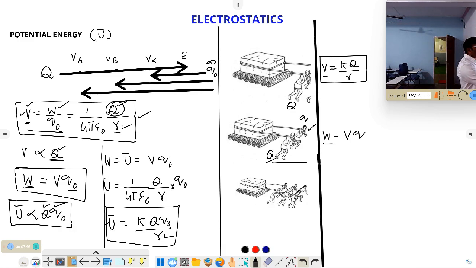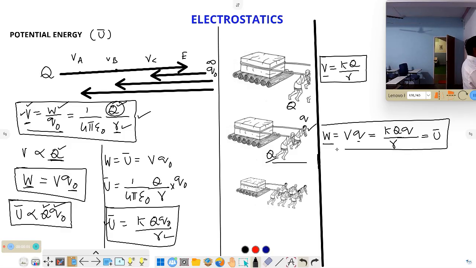So I can write V into q. In this case, what is V? Already we wrote here, K into capital Q by R. And what is small q here? The charge of the other person, right? So this work done will be stored in the form of energy as the potential energy of the system of two charges. In the case of two persons, if together they do the work, that work is equivalent to energy. If you imagine charges, both together performing some work electrically, that is called the electrical potential energy concept.